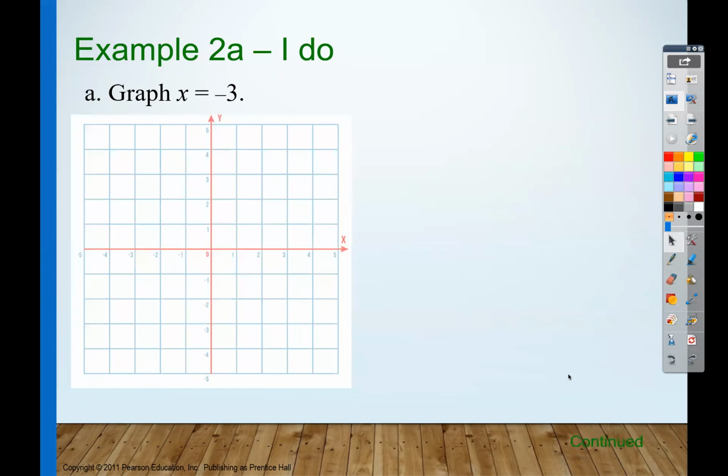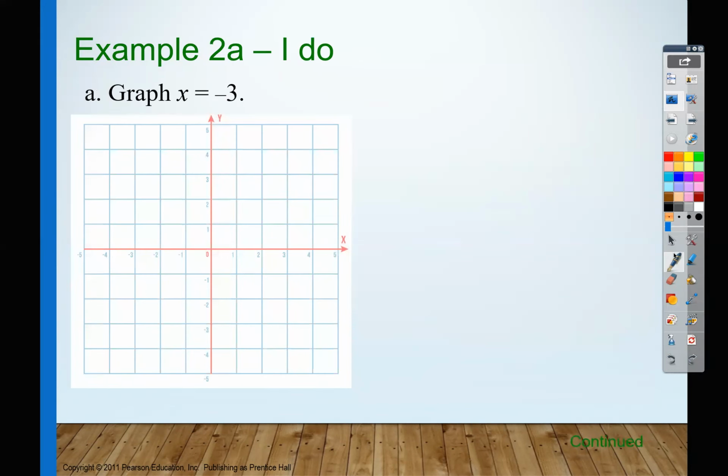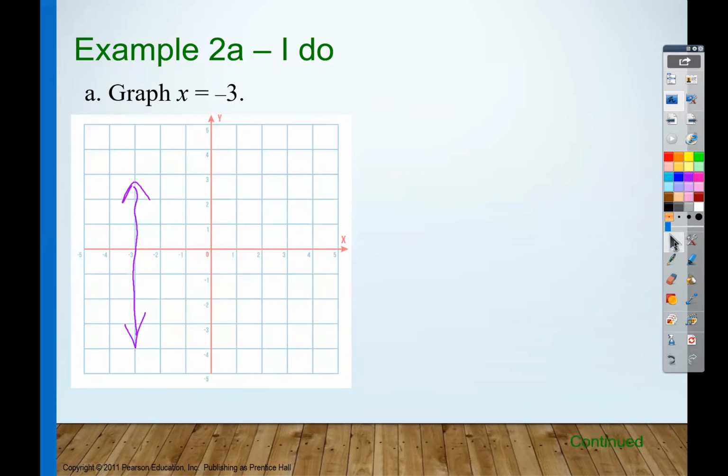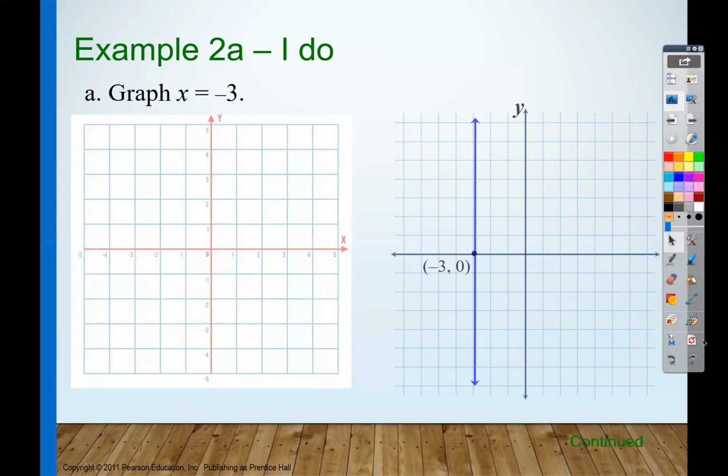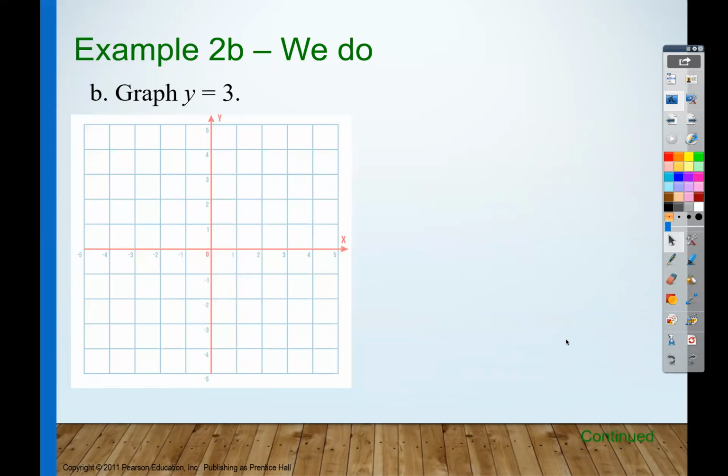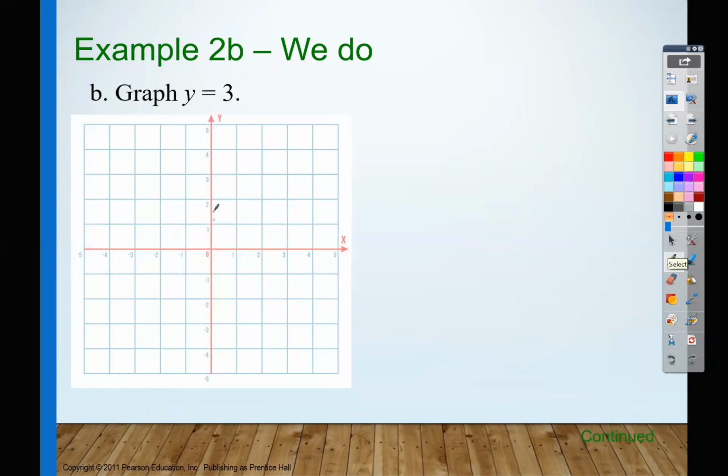Now we're going to graph vertical and horizontal lines. So if you're graphing x equals -3, you go to where x equals -3 and you graph a vertical line. Because x doesn't just equal -3 right here, it equals it all the way up and all the way down. And y equals 3, you go to where y equals 3 and you graph it straight across. Because again, y doesn't just equal 3 here, it equals it everywhere.